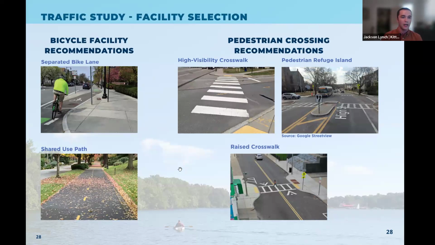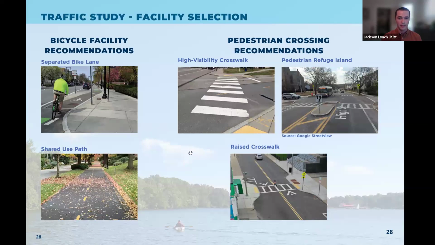So kind of requiring a greater level of separation than just a regular painted bike lane, given the speeds of 30, 35, 40 miles an hour. The two facilities that would be able to provide that sort of protection: one is a fully separated, grade separated bicycle lane, and then the other would be a two-way bike lane or a shared use path.